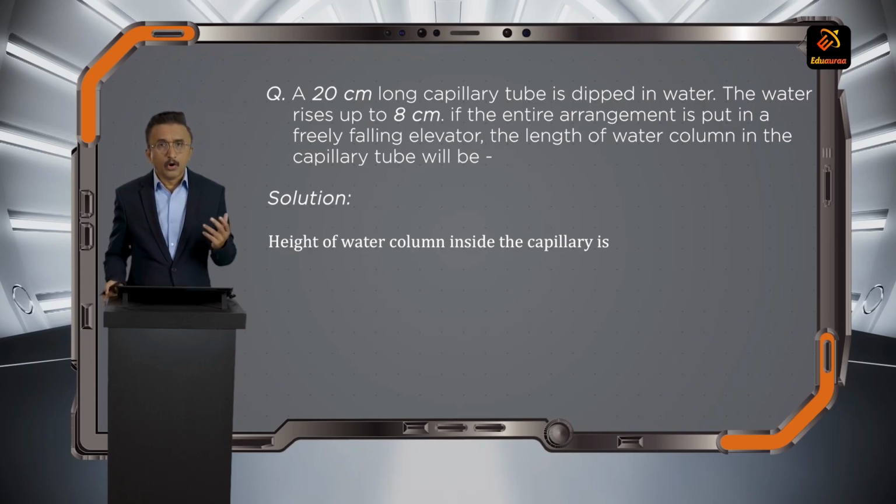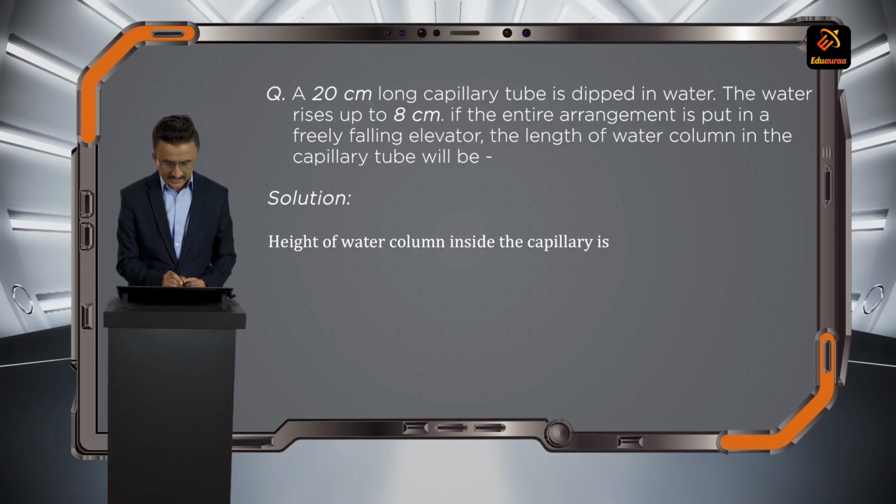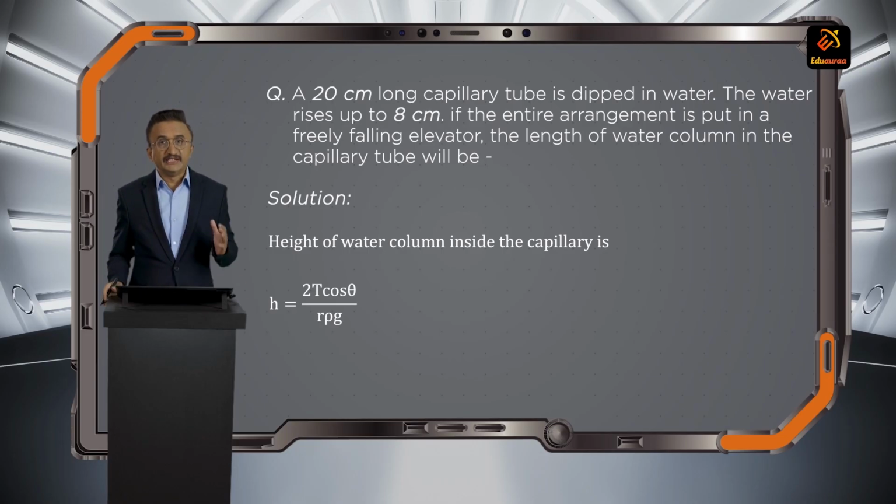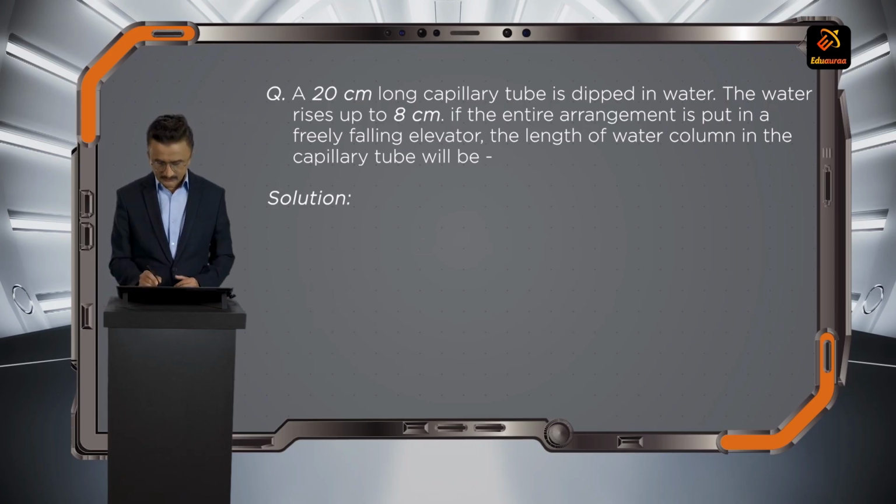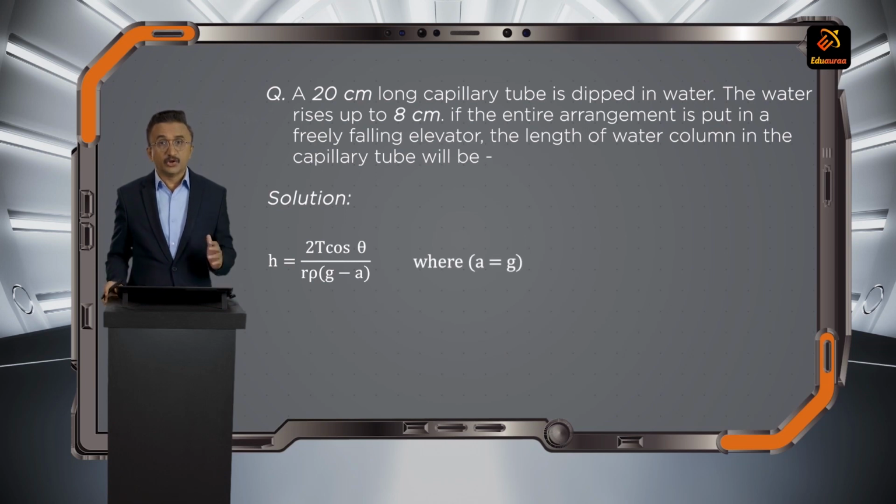Height of the liquid column inside the capillary is given by h is equal to 2T cos theta upon r rho g, where g is the acceleration due to gravity. Now suppose it is kept in the elevator which is in free fall, then I can say h is equal to 2T cos theta upon r rho in the bracket g minus a, where a is the acceleration of the elevator.